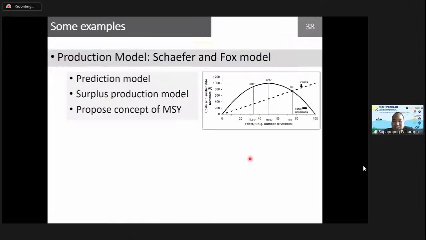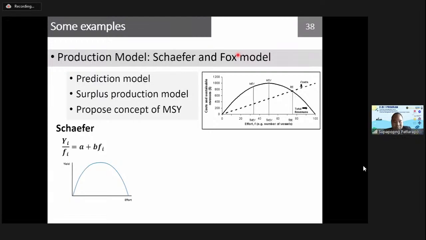And the next is the production model, Schaefer and Fox. This is one of the very famous stock assessment models used currently. And now we introduce you to the new, not new, but a kind of software that can help you come up with this model more easily.